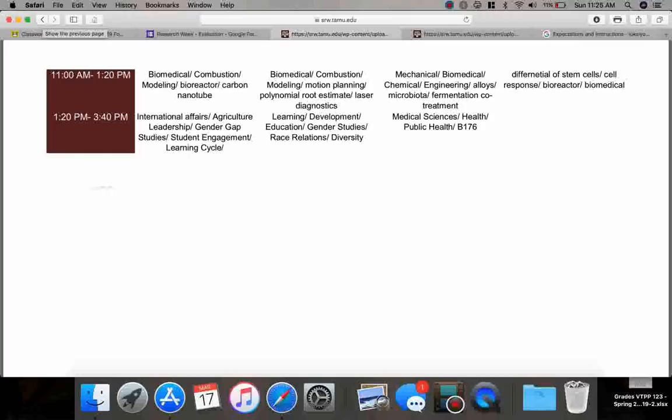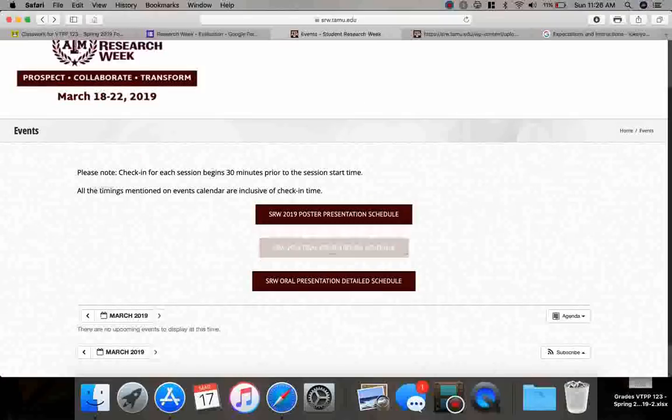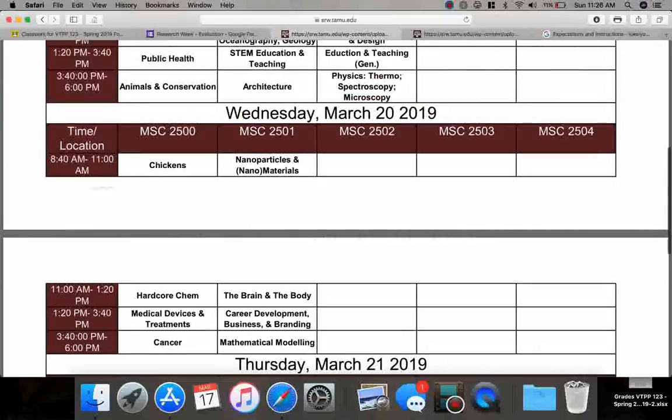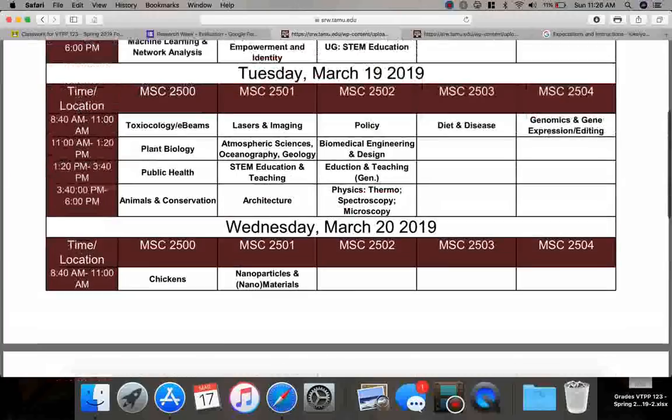Okay, there should be someone there at the poster. If they're not, check back because they may be coming from class, but be sure to just check those. Also, oral presentation schedule. This gives you an idea of what's where at certain times. Very much just kind of an overview.